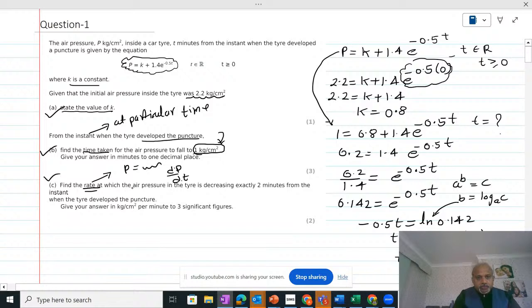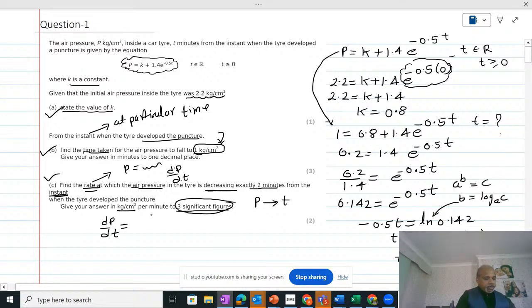This is what you need to find, when the air pressure in the tire is decreasing, exactly 2 minutes from the instant, again they are saying instant means a particular time, when the tire developed the puncture. Give your answer in kilogram per centimeter square per minute to three significant figures. Remember, the examiner wants the answer in three significant figures. So P is in terms of t, and we are going to find dP over dt. Once you differentiate this equation, the top one where I'm putting the asterisk sign.